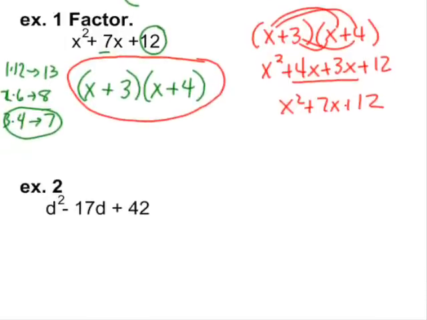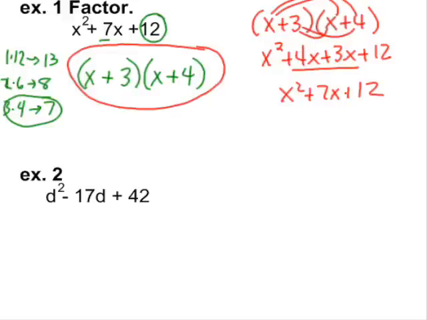Example 2 is just a little bit different, but it's basically going to be worked out the same way. We are looking at our 42, our c term, and we want to find factors that will add up to give us negative 17. So obviously 1 times 42 is not going to work. Let's try something that's going to be a little bit closer to home, hopefully. We know that 42 is divisible by 2, so we've got 2 times 21, and 2 plus 21 would be 23, so that's not going to work. 42 is also divisible by 3.